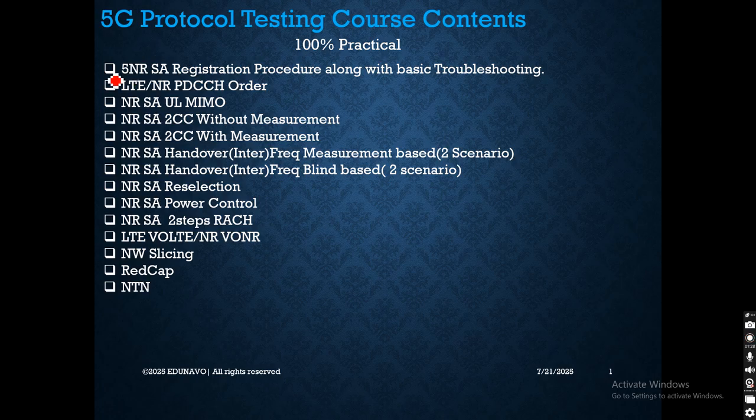So let's move on. First, we'll discuss the 5G NRSA registration procedure along with basic troubleshooting, where I will demonstrate some of the cases which I have observed from the lab perspective. Next, we will discuss the LTE or NR PDCCH order. This is the feature where we will see how the gNodeB or eNodeB forces the UE to initiate the RACH procedure.